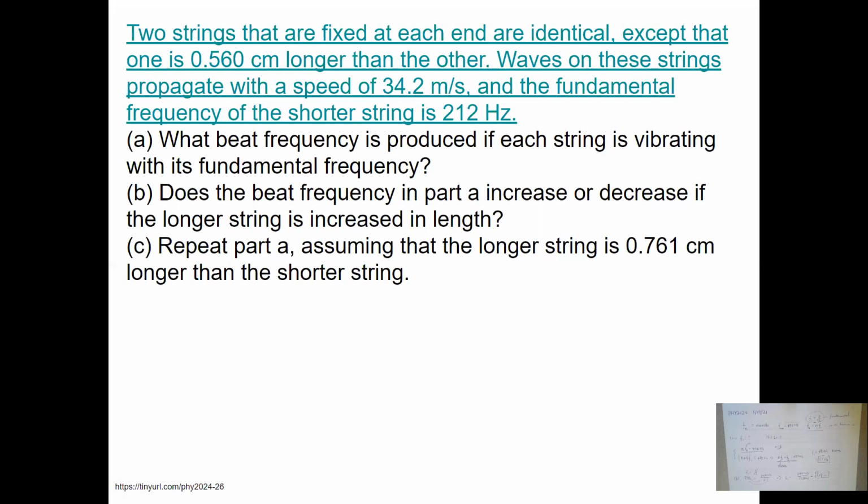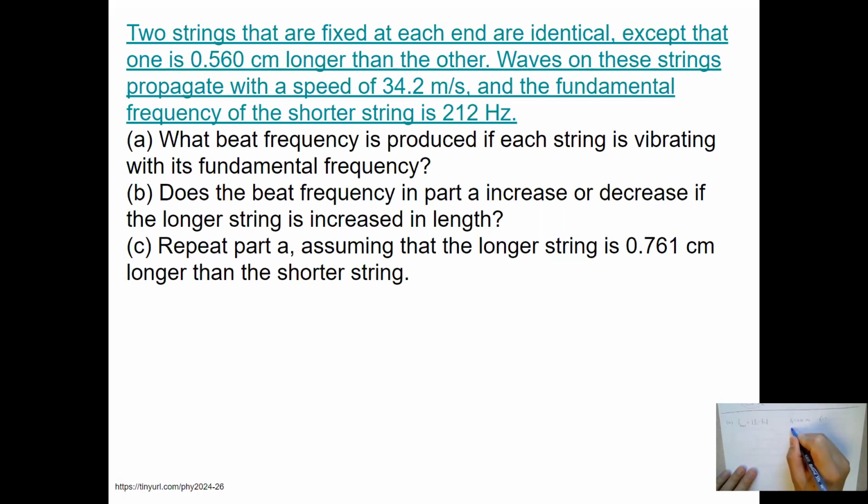You can also try to work on this, and then we can take a look at the solution a little bit later. This is about the fundamental frequency as well as the beat frequency. To look for your beat frequency, f sub beat, you'll be doing the absolute value of f1 minus f2. Let's call the shorter one f2, which is 212 hertz. So you need to know what f1 is. This is the fundamental frequency of the shorter one.